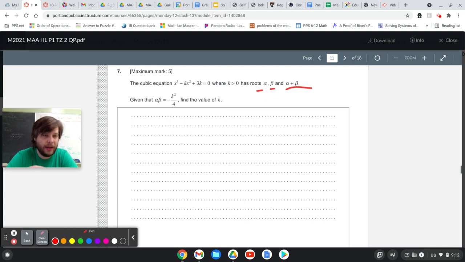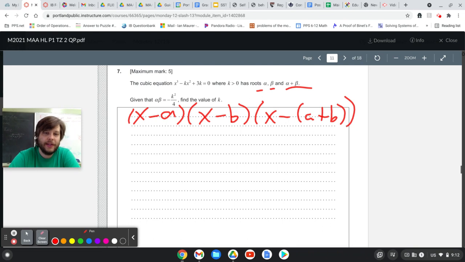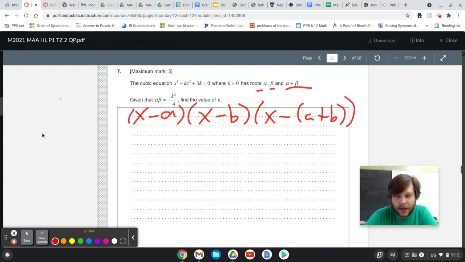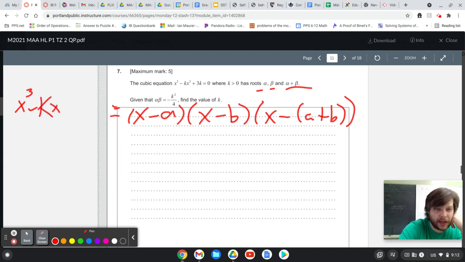I'm just going to write a and b because it's easier for my handwriting. So if I know alpha is a root, I'm going to write x minus a. If I know beta is a root, I'm going to write x minus b. And if I know alpha plus beta is a root, I'm going to write x minus (a plus b). And I know that this is the original cubic equation because the leading coefficient is 1. And so x times x times x gives me x cubed. And I'm just going to copy down the minus kx squared plus 3k.